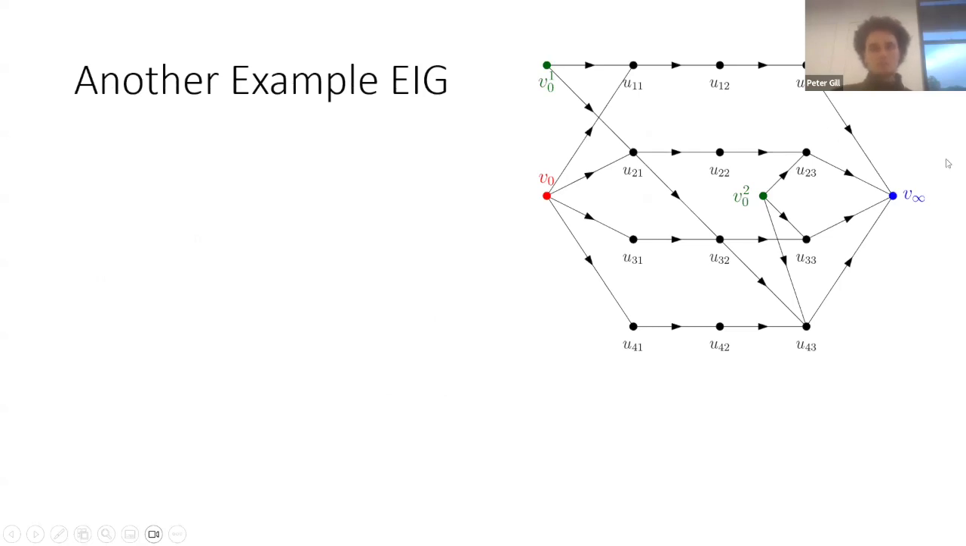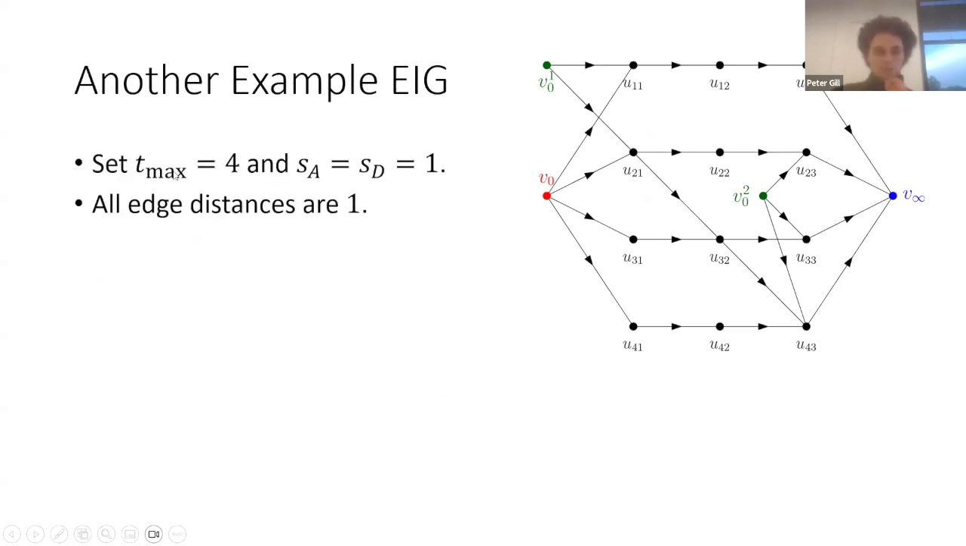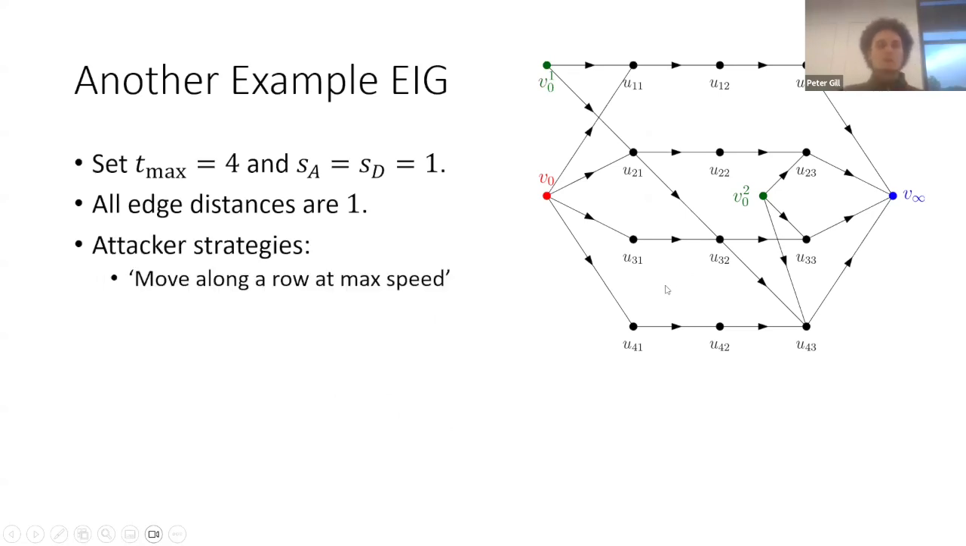So another example, this is a bit more involved this time. Here's my Tmax and speeds, all distances are 1, so that's fine. So the attacker strategies that are important here is to, informally, move along one of these rows. So there's 4 rows here. Turns out you don't have to care about these diagonal edges for the attacker. It's enough to consider only these row strategies.